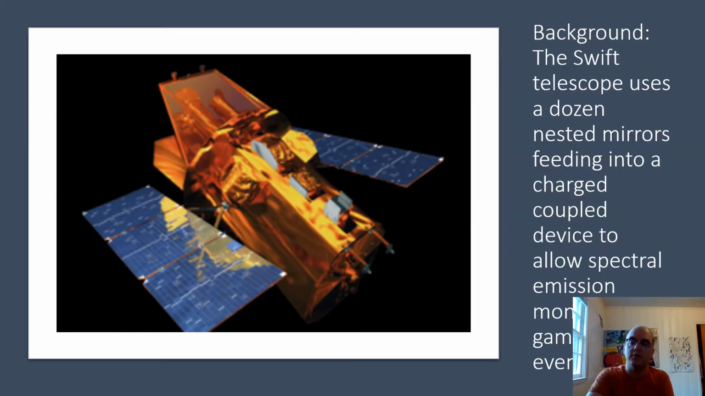Now, the Swift telescope uses a dozen or so nested mirrors feeding photons into a charged coupled device, and it allows spectral emission monitoring of gamma burst events. So what we're looking for is the AGN to put off gamma burst, implying there is some sort of energy being emitted from these deep space objects. And we're looking specifically in the X-ray energy range.